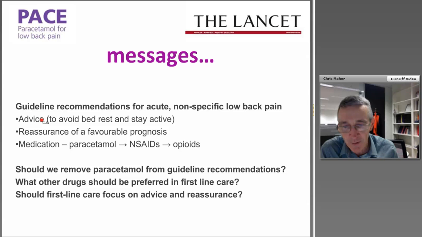Maybe the mainstay of therapy for these people with acute low back pain should be giving them good advice, reassuring them of the favourable prognosis and encouraging them to return to normal activity rather than relying upon medications. If you do want to give people medications, this particular trial would suggest that paracetamol is not going to be useful, and if you need to give people a pain medicine, you're going to have to think of some other sort of pain medicine. So there's been a lot of ramifications from that study, and we're still thinking through what it means for clinical practice guidelines.